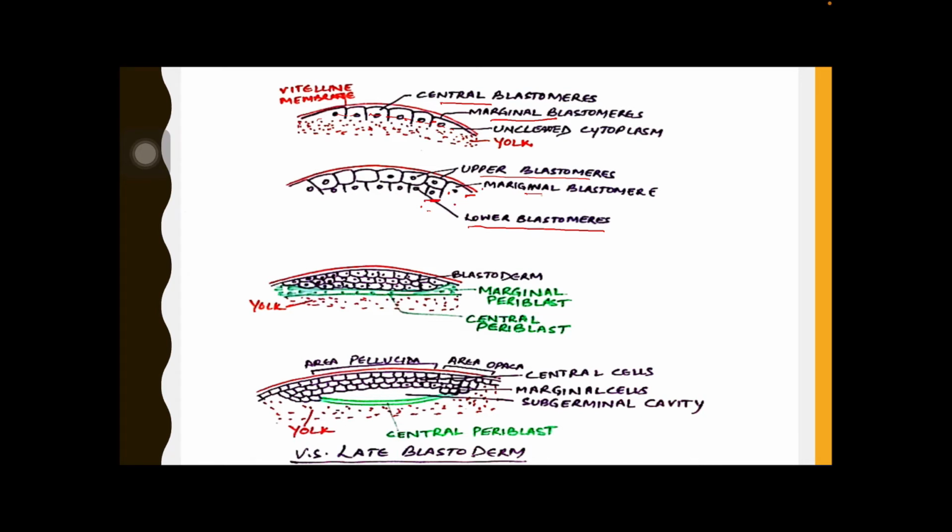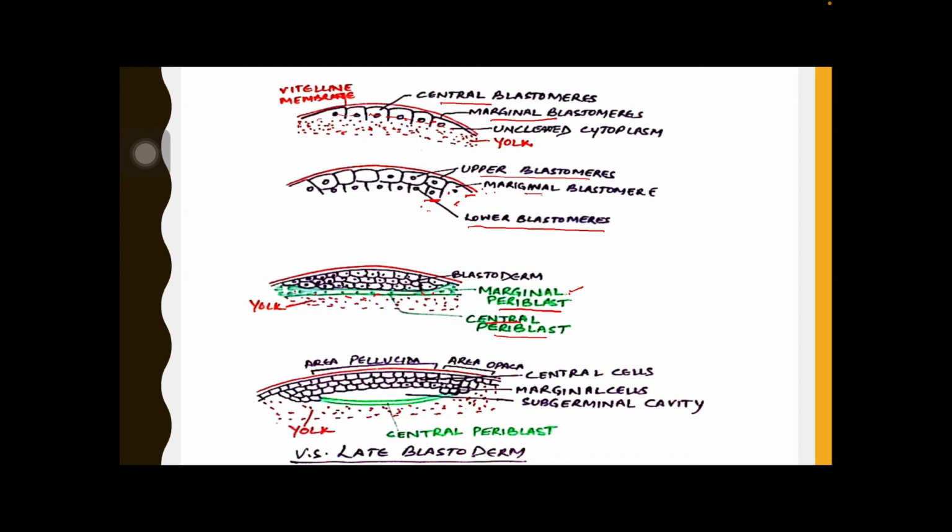So the blastomeres of these two layers will lose their furrows, right? They lose their furrows and become continuous with each other. They fuse with each other to form a multinucleate structure called syncytium, and this syncytium is called periblast, right? So this is the periblast. Now this periblast has two regions, marginal periblast and central periblast, right?